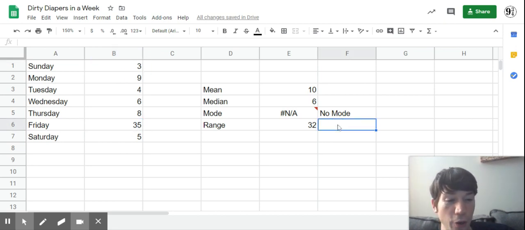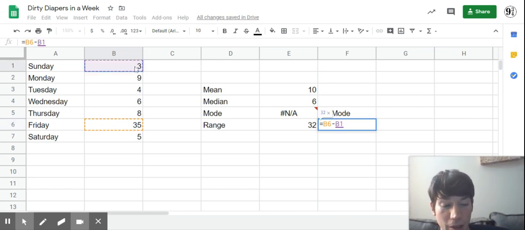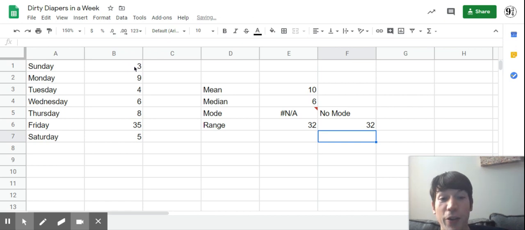A second way to go through to find the range that a lot of people find easier is you could just press equals. You could go over here and say, well, which one of these is the biggest? 35. Press minus. And then which one is the smallest? 3. And you're still going to get 32.